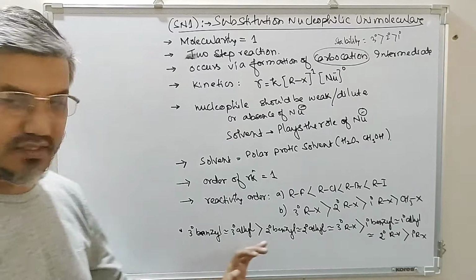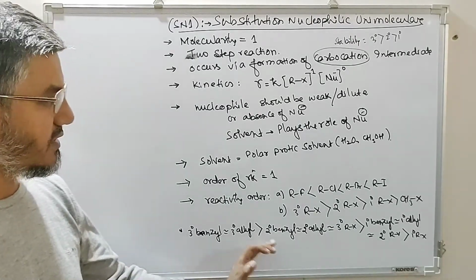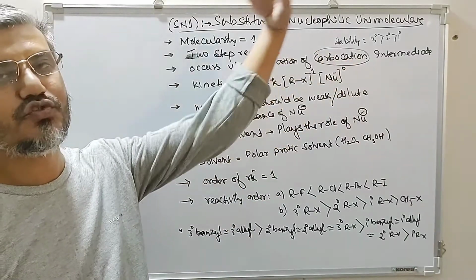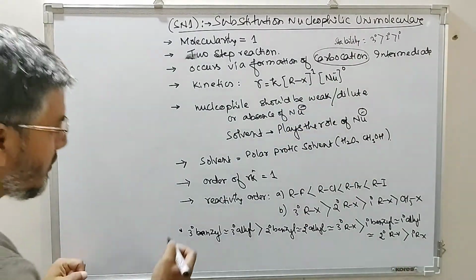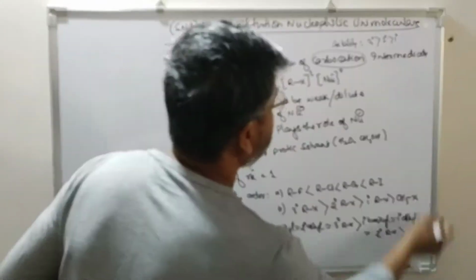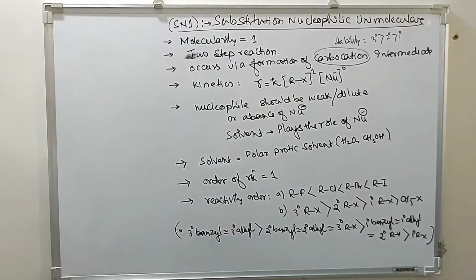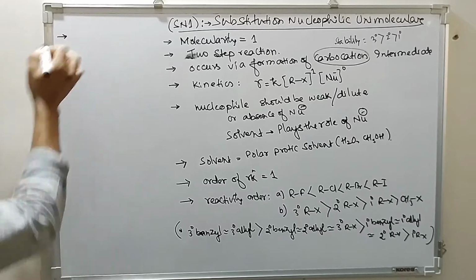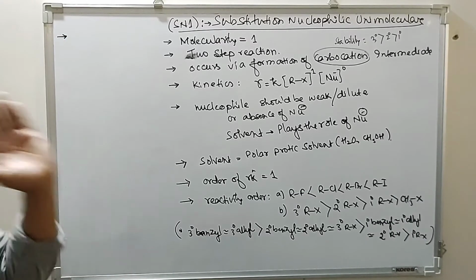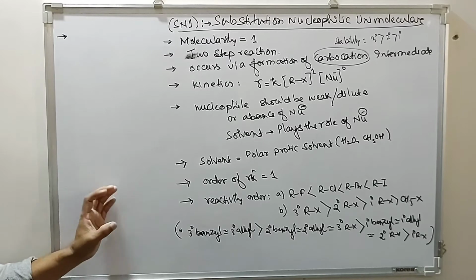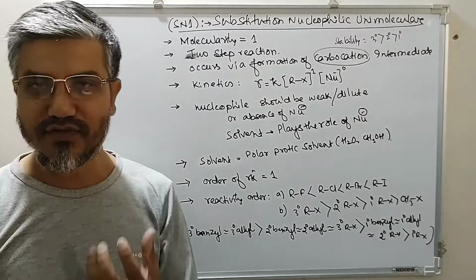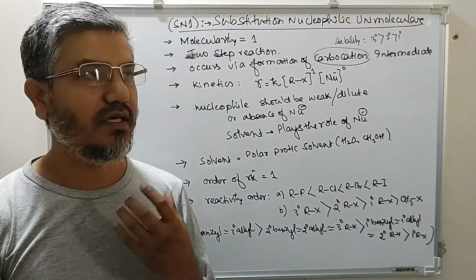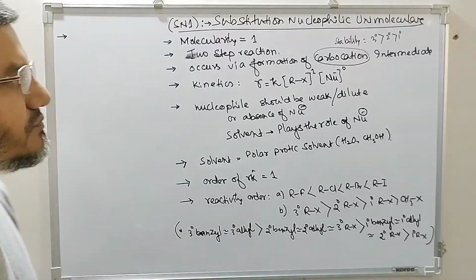So any factor which increases the stability of cation will lead to an increase in the rate of reaction. So this all explains the reactivity based on the stabilization of carbocation for this reaction. Now in this SN1 unimolecular substitution reaction, the product is found to be a racemic mixture if the starting compound is a chiral compound.